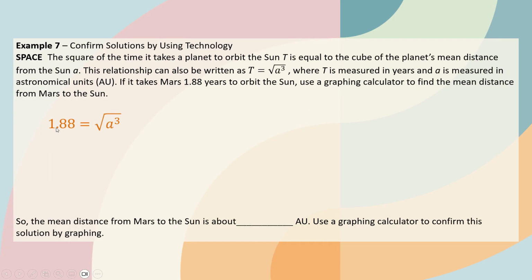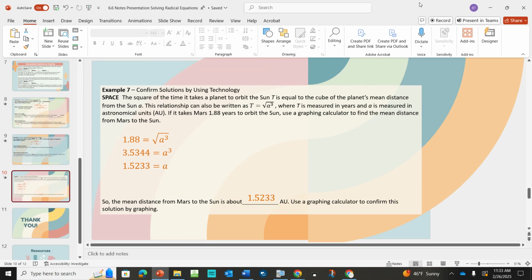So I substituted 1.88 in for t, for time, and then to get rid of the square root, I took the square power of both sides, so I squared both sides, and then I took the cube root of both sides. So the mean distance from Mars to the Sun is about 1.5233 AU. We can use a graphing calculator to confirm this. So back to my graphing calculator.